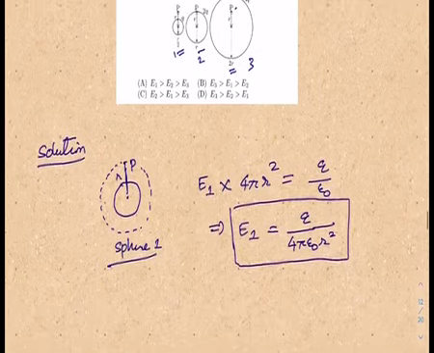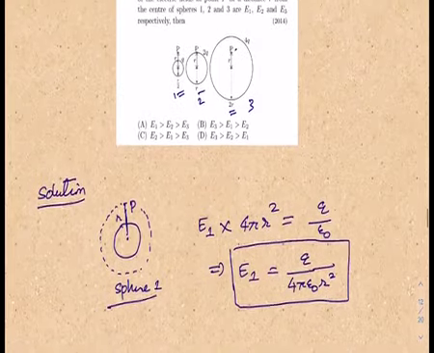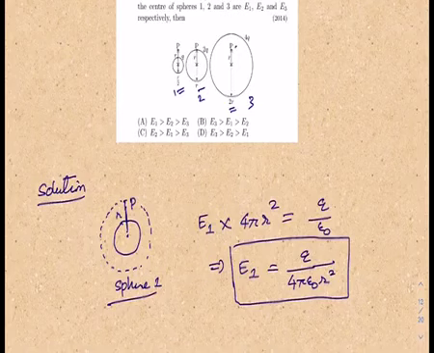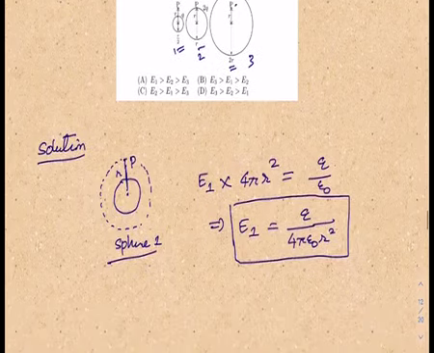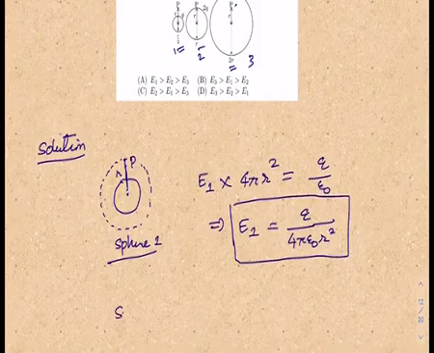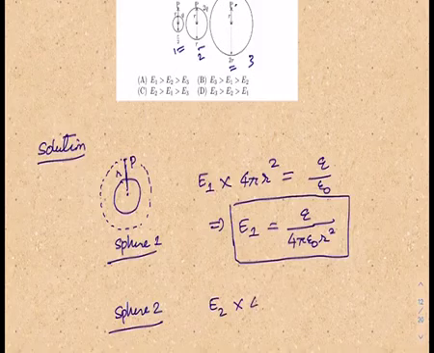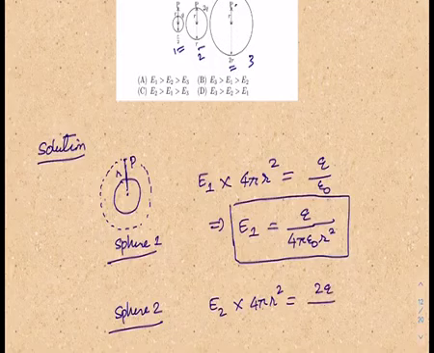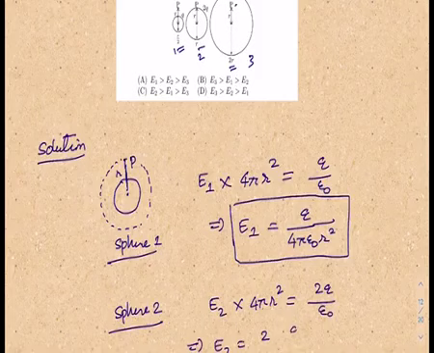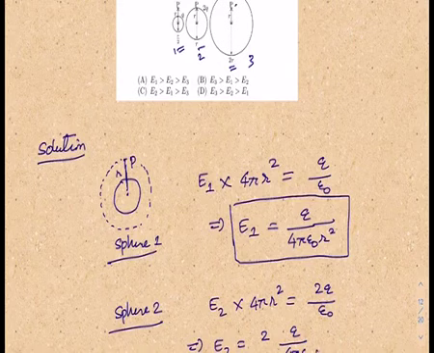Now what about the second sphere? The second sphere is again similar, only here the charge is 2q. So for sphere 2, you will get E2. Again, because the sphere itself you can take as the Gaussian sphere, E2 into 4 pi r square is equal to 2q by epsilon 0, so E2 is equal to twice q divided by 4 pi epsilon 0 r square. Immediately you see that this is twice E1.